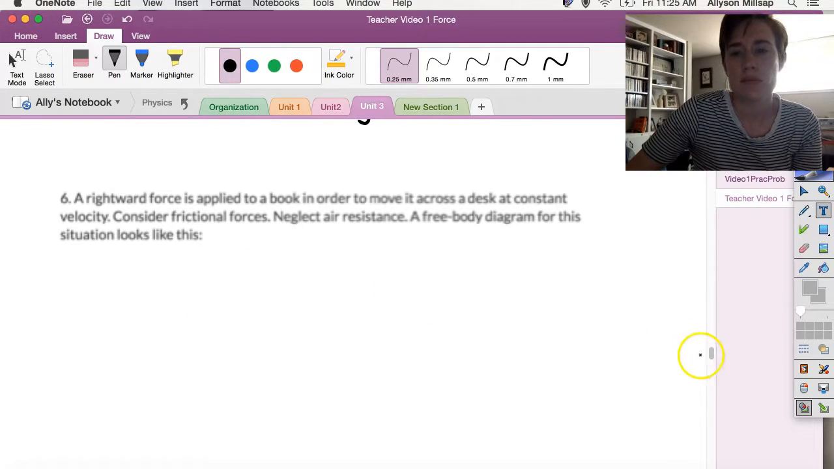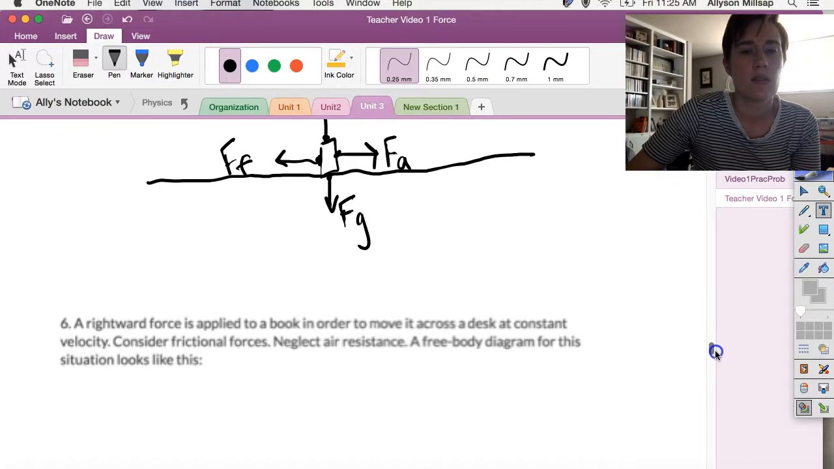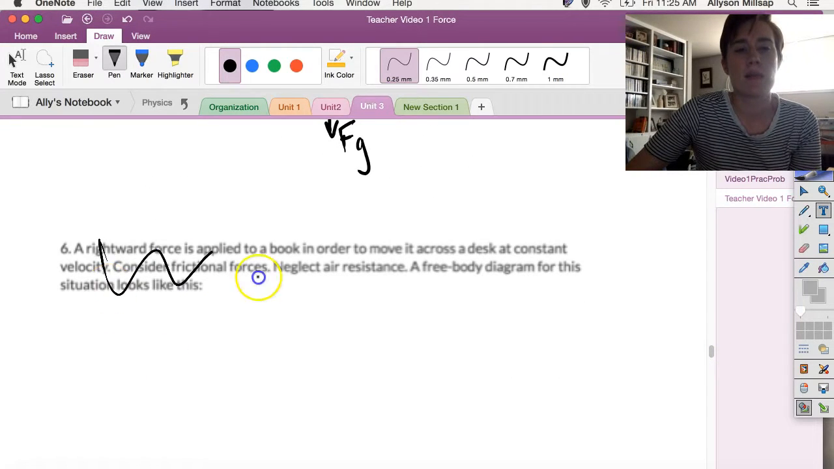Actually, I think it's the same example we just did. Yeah, it's the same example, so don't worry about it.